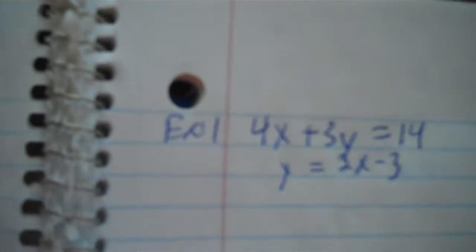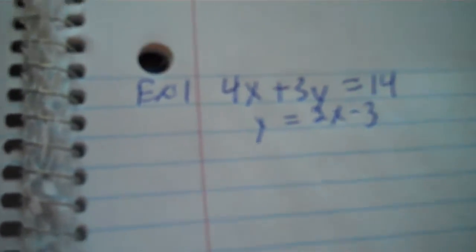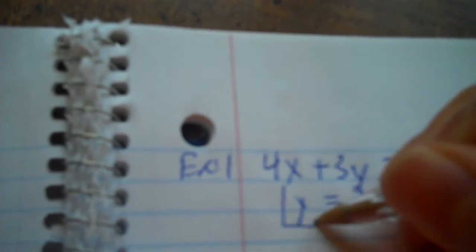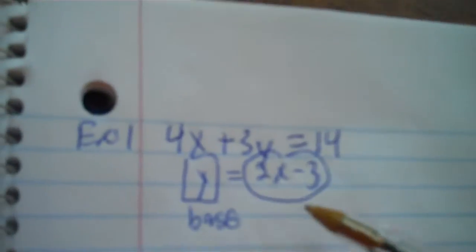Now, there were problems where you had to graph two lines and find where they intersect. Can't really do that without graph paper, so we're just going to move right into this. If you have a letter by itself, you need to box it and circle the other side. That's known as your base variable. So you write the other equation, 4x plus 3y equals 14. Now the base variable, I parenthesize the y, cross it out, and replace it with 2x minus 3.